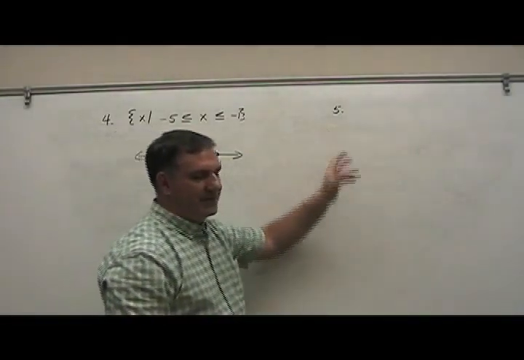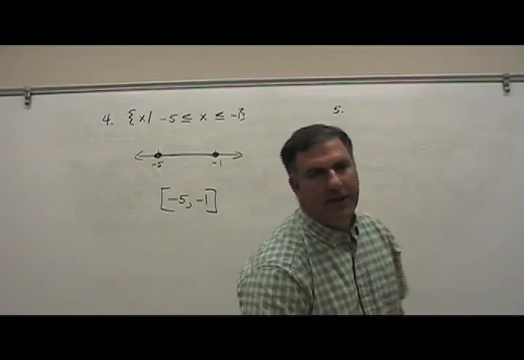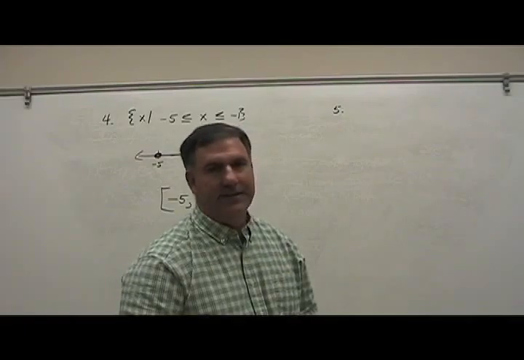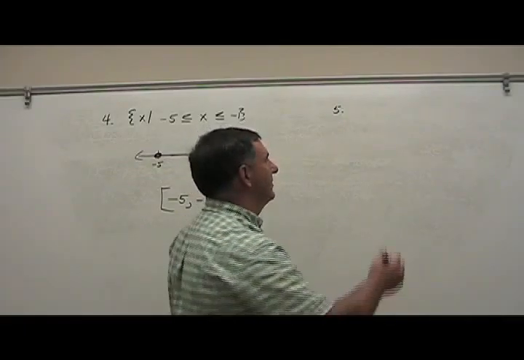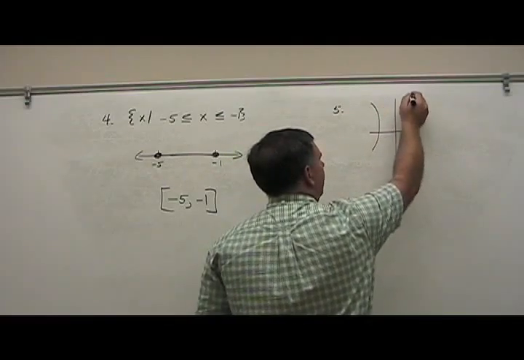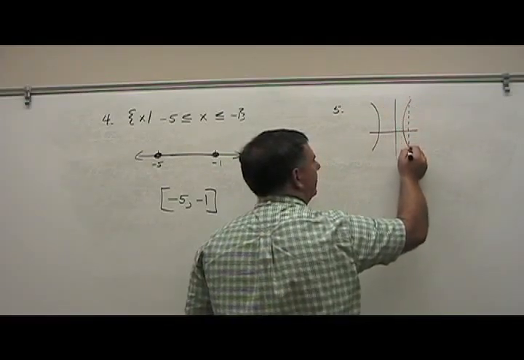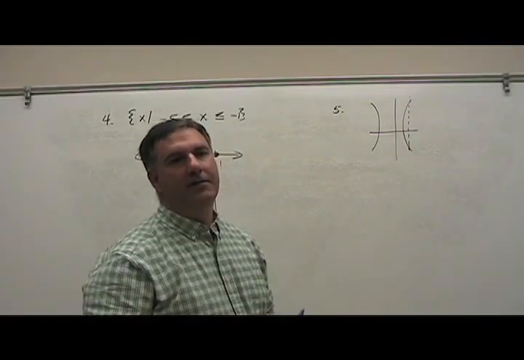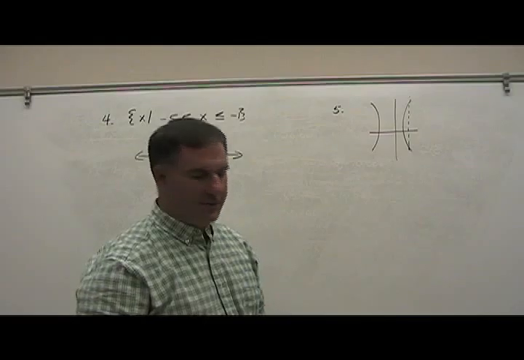For problem number 5, this was a graph in your book, and you wanted to know whether or not this was a function, and this one is not a function. The original graph looked something like this. We had a line that would pass through at least 2 points, and so this graph fails the vertical line test for a function.